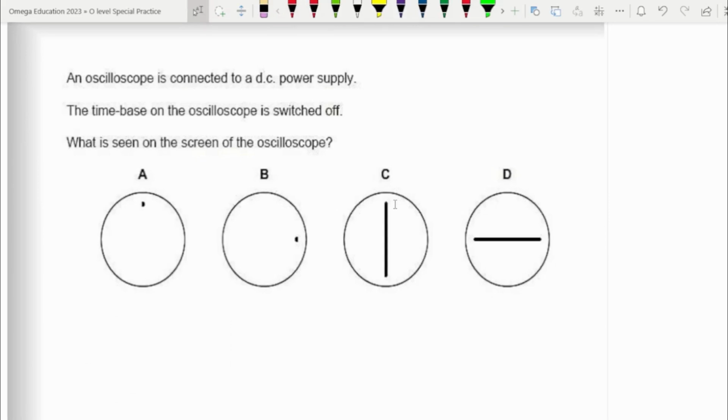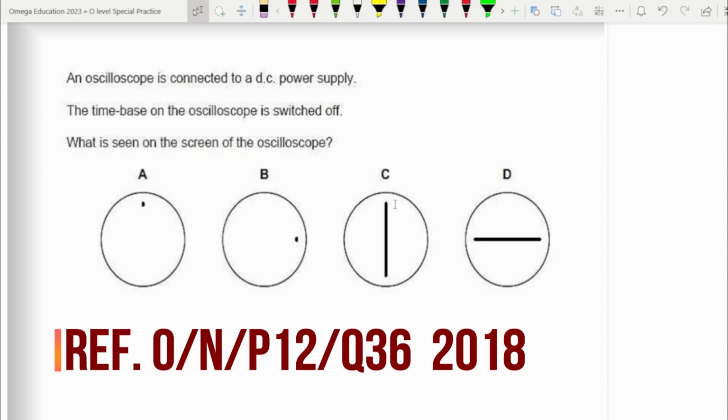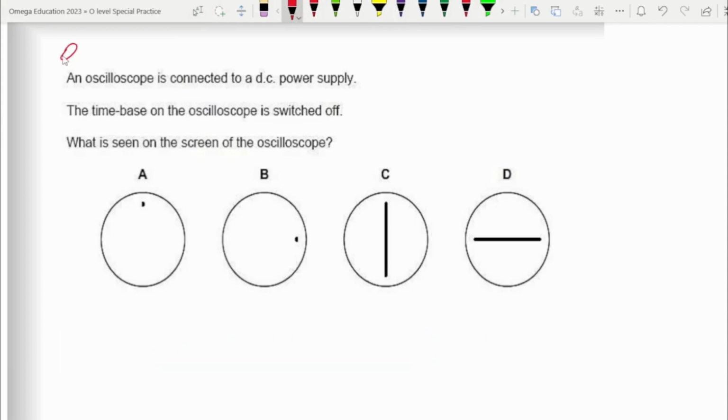So let's take a look at the next question, a sample question from the past paper. An oscilloscope is connected to a DC power supply. The time base on the oscilloscope is switched off. What is seen on the screen of the oscilloscope? So what do you think should be the answer for this one?